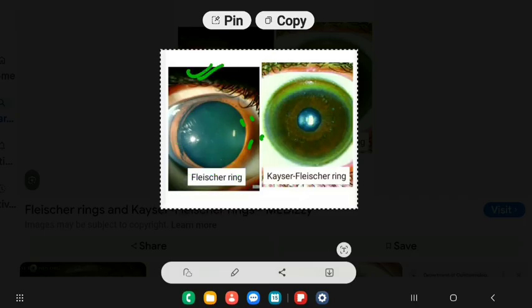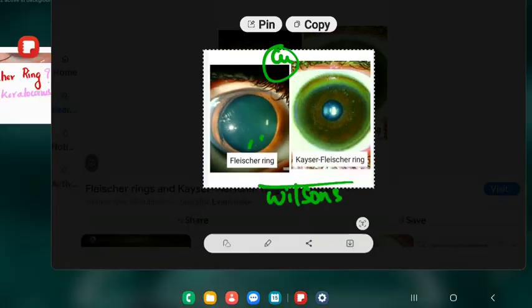This one, the first picture that you're seeing. The second picture that you're seeing, that is Kayser-Fleischer ring. What is Kayser-Fleischer ring? Very important. It is the copper deposition in the cornea. Which layer of the cornea? Descemet's membrane, and it is seen in Wilson's disease. This is Kayser-Fleischer ring, where copper is deposited in the cornea, right?